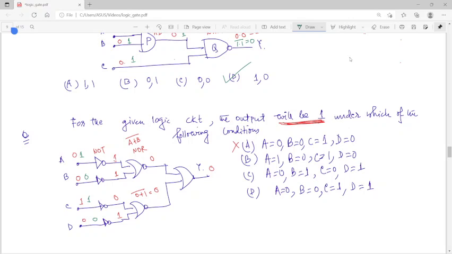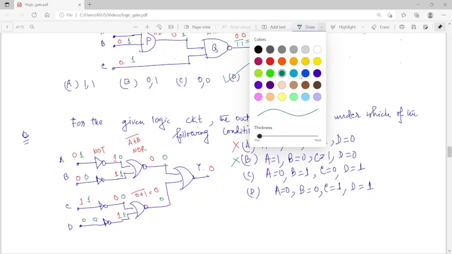So 1 means NOT gives 0, 0 gives 1. 0 plus 1 means 1, and 1 bar gives 0. In that case, 1 gives 0, NOT of 0 gives 1, and 1 plus 0 also gives 0. So I am getting 0. So the second option will also not be correct.